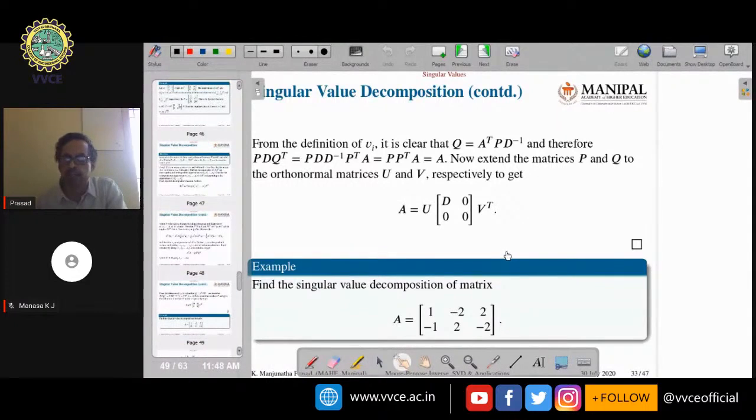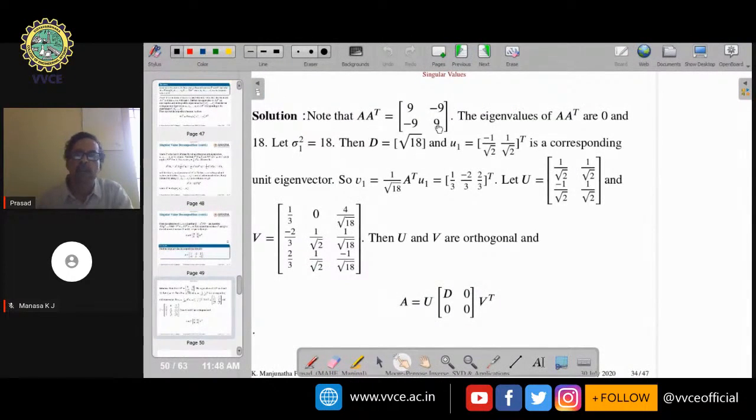Just to get the feeling of this, I'll take the simplest case where A is this matrix of rank 1. So A transpose A happens to be this 9, minus 9, minus 9, 9, and eigenvalues are 0 and 18, and the singular value happens to be the square root of this eigenvalue of A transpose A, that is square root of 18. Here it is going to be a 1 by 1 matrix. So U1 is this. The corresponding eigenvector you will have to find, that happens to be minus 1 by root 2, 1 by root 2, transpose, because the eigenvector is always a column vector. So you extend the orthonormal basis and get this. Similarly, you get V in this particular form. And your A is given by this U D00, where D is this 1 by 1 matrix given by square root of 18.